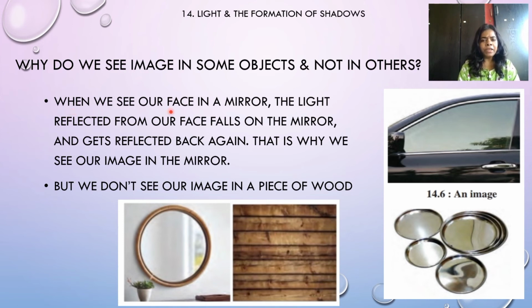When we see our face in the mirror, the light reflected from our face falls on the mirror and gets reflected back again. This is why we see our image in the mirror. But we don't see our image in a piece of wood. Usually, children, the shiny objects reflect the light back. But the opaque objects are not going to reflect the light in this way as these shiny objects are doing. They do not form an image.